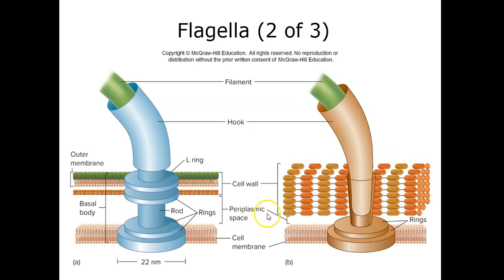So here's an overview for you. Here's the filament that we were talking about. Here's the hook, which is the beginning of this anchor mechanism, which ties in down here. And this basal body structure is what anchors it right into the cell wall, which you see down here, or cell membrane, excuse me.